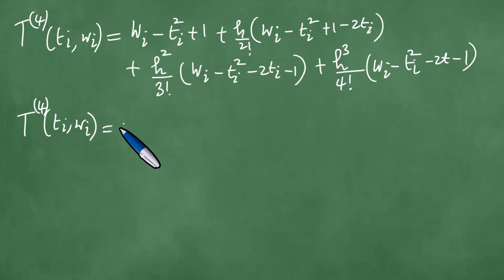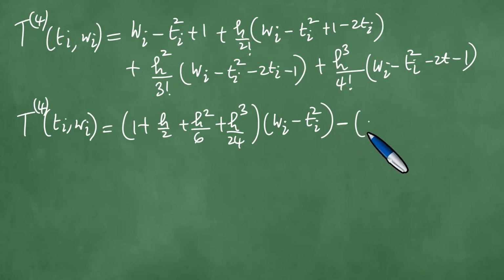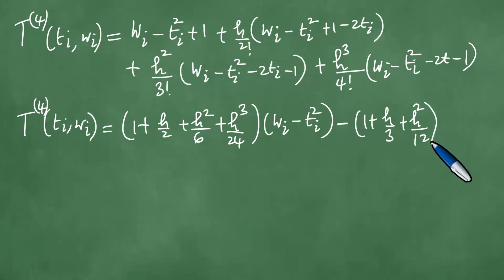If we group like terms together, you can leave it like this, but grouping like terms makes it easier to have one difference equation that you're going to substitute into the difference equation associated with the Taylor. So it's 1 plus h over 2 plus h squared over 6 plus h cubed over 24, and then minus ti squared, minus 1 plus h over 3 plus h squared over 12, and then this is exactly h ti.